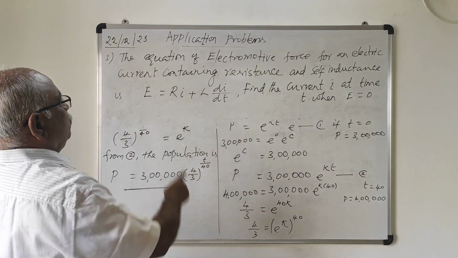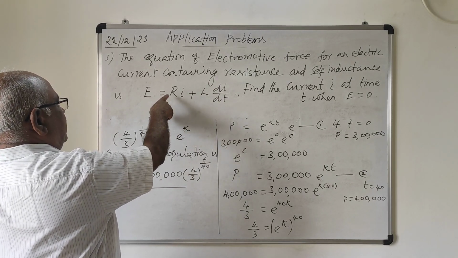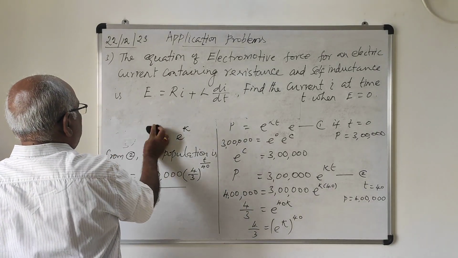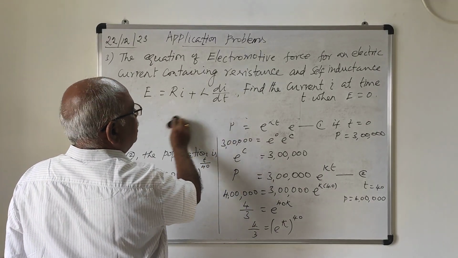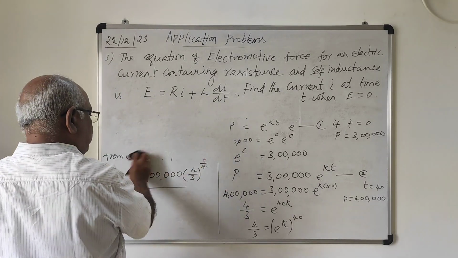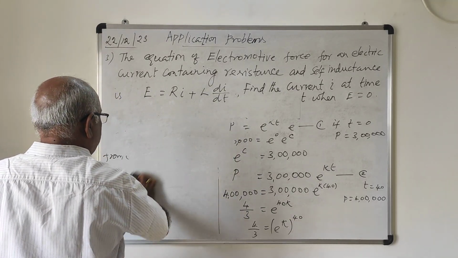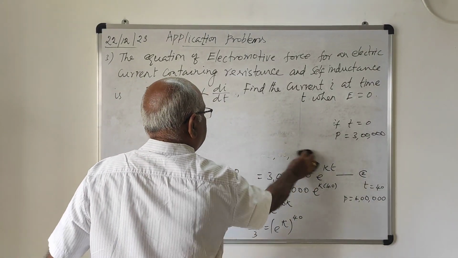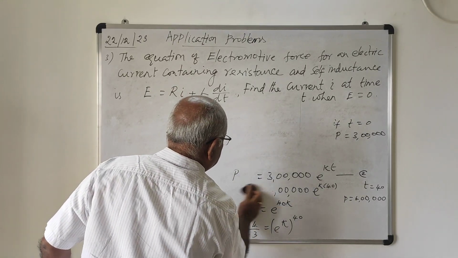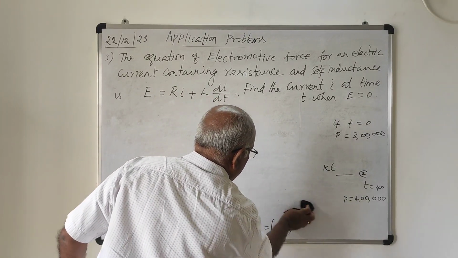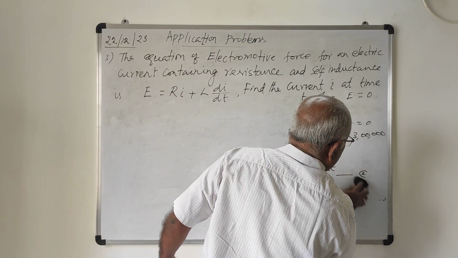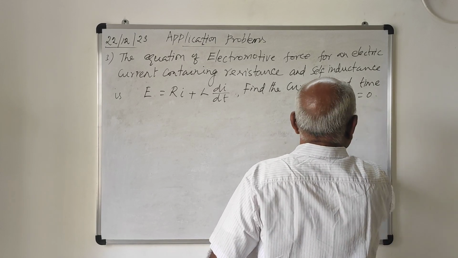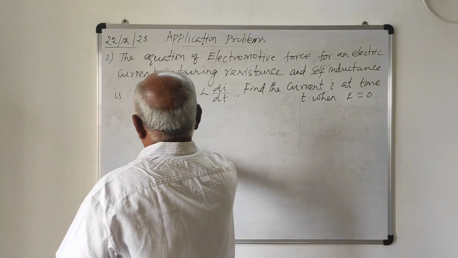The electromotive force is given by a relation with resistance and self-inductance. Find out the current I at time t when electromotive force E is 0. Now rewrite this equation into a linear form and then solve the problem. These problems are very much used in current electricity.